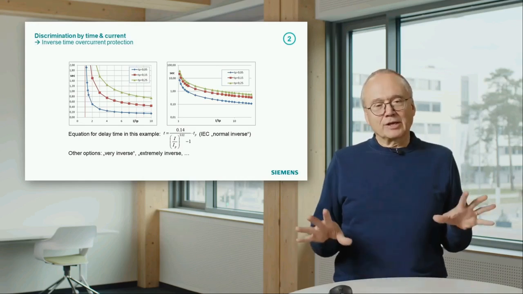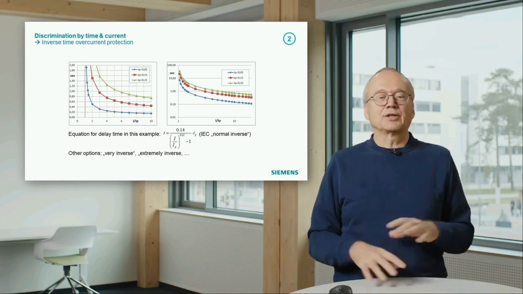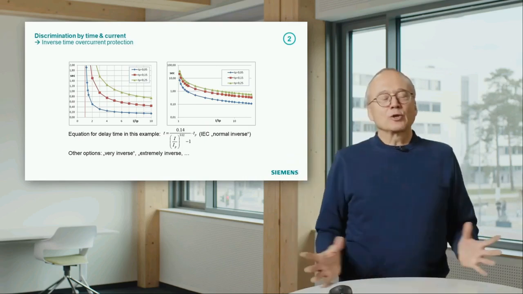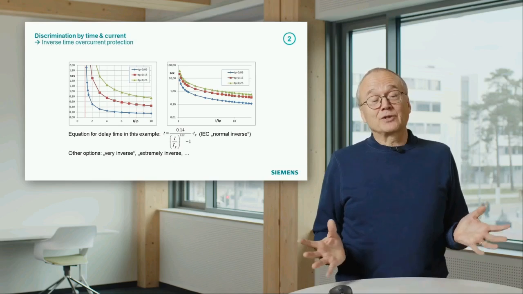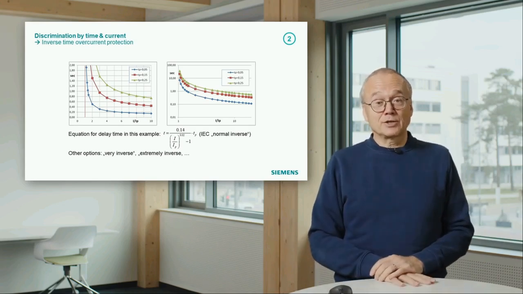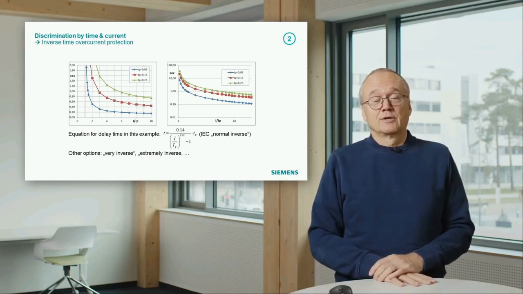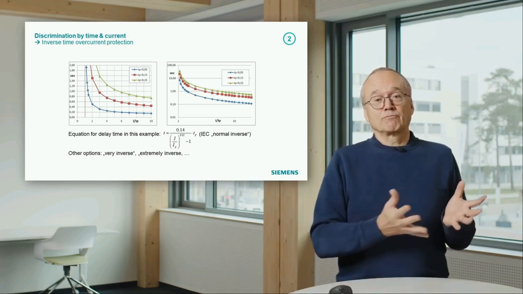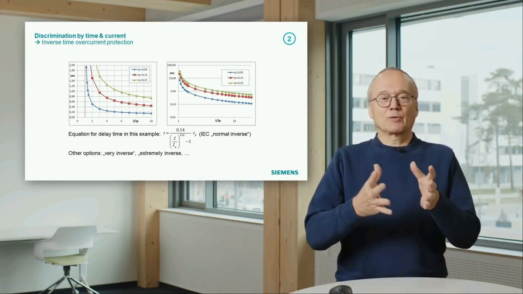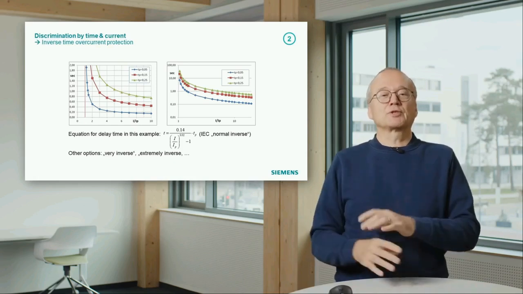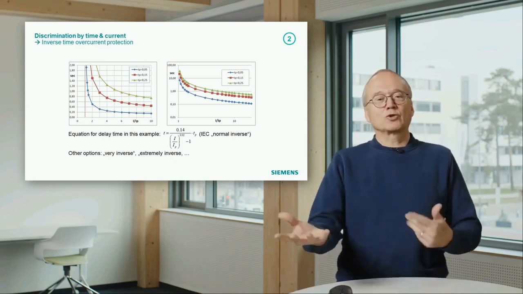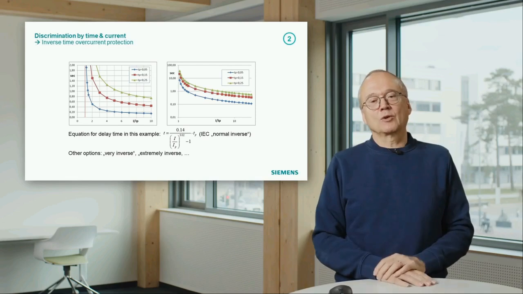And these characteristics were standardized in the early days in different countries. At that time we still had national standards. So there were US standards, there were British standards, there were German standards and whatever. So all countries more or less had their own standards.